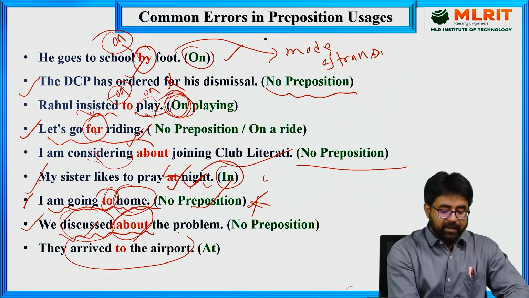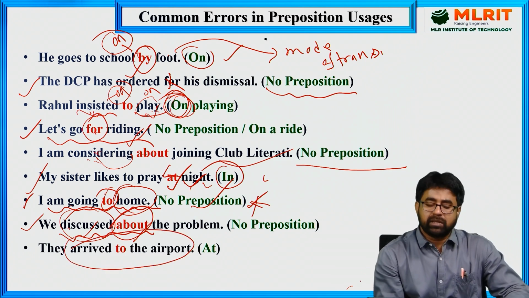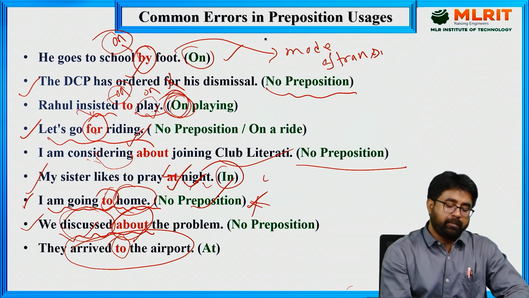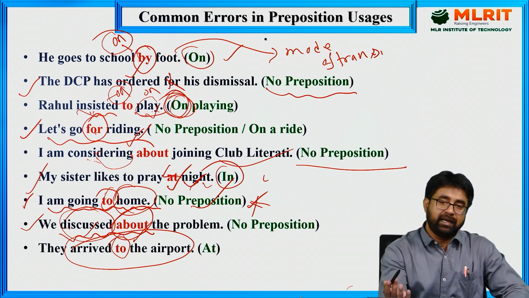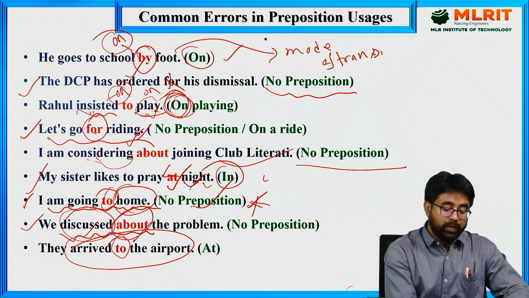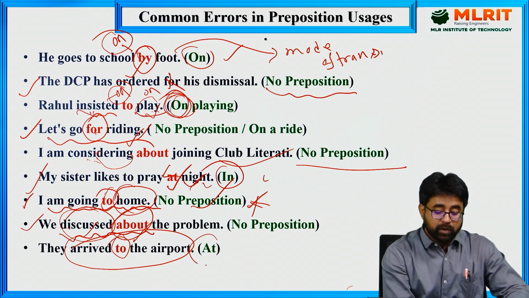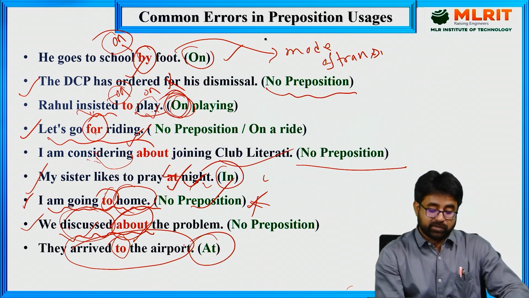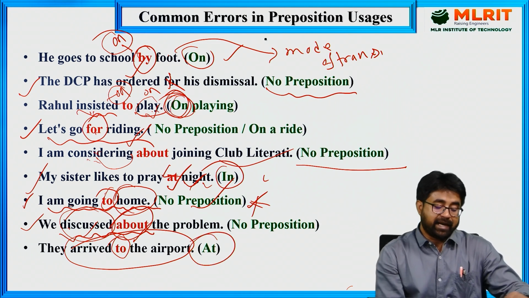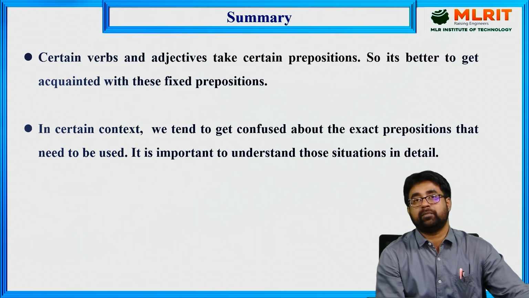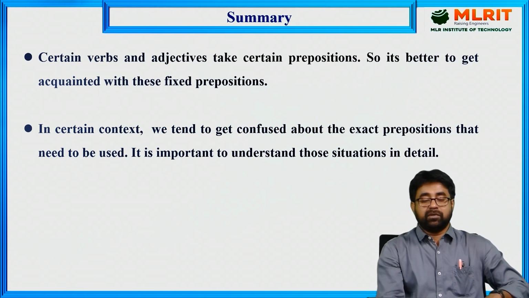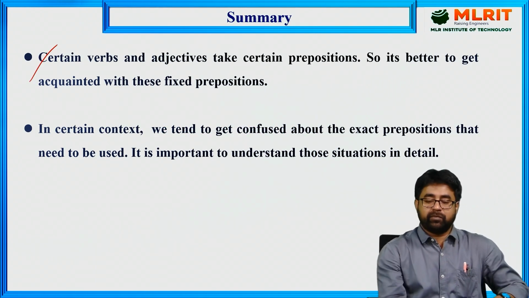Then here, the last one. They arrived to the airport. Now, here you remember when we're talking about arriving at a building or at an event, we cannot use to. What do we have to use? We have to use the preposition at. So what would be the correct sentence? They arrived at the airport. That would be the correct sentence. Fine. So now let's see the takeaway points of today's lecture.